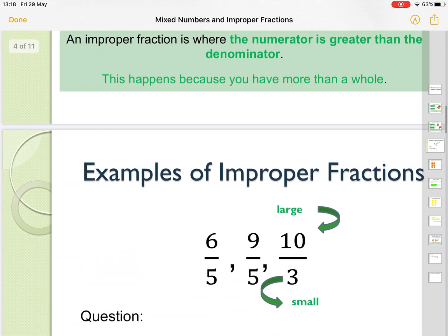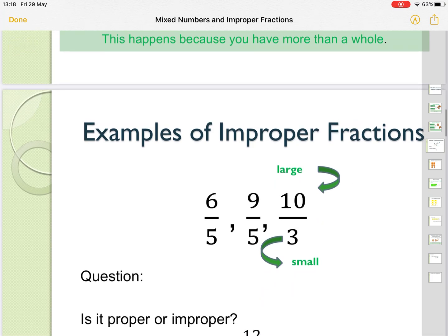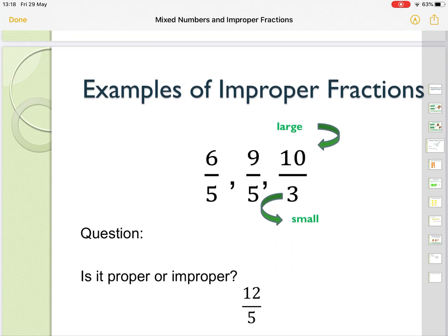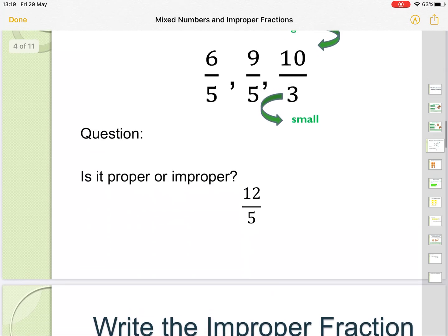Okay, so let's write some examples of improper fractions. We have 6/5, 9/5, 10/3. The numerator is larger, you see, in every fraction, the numerator is larger than the denominator. So let's start our first question.